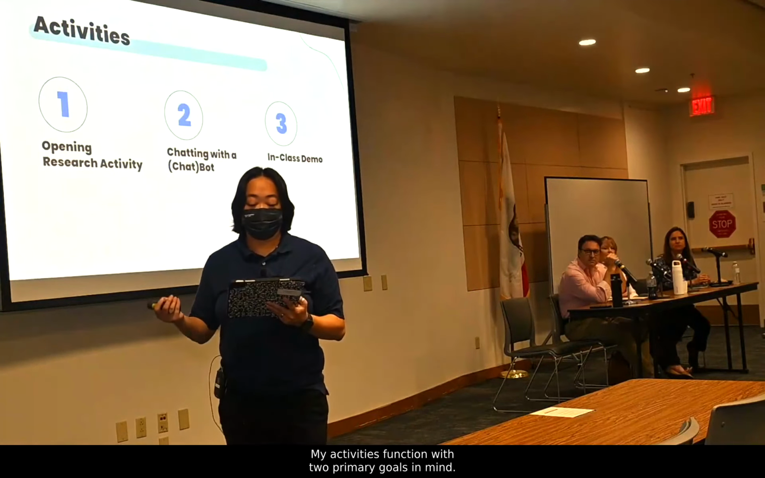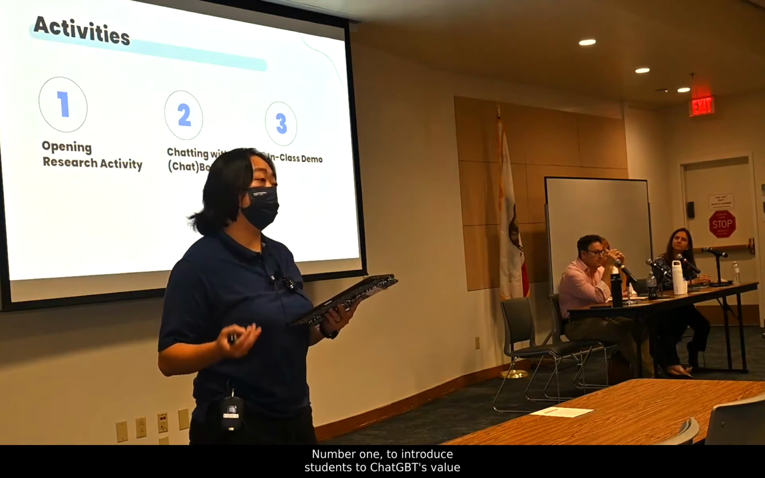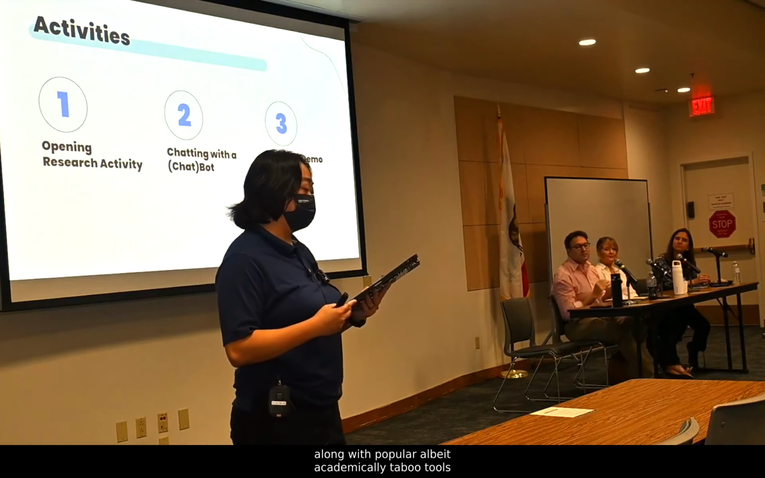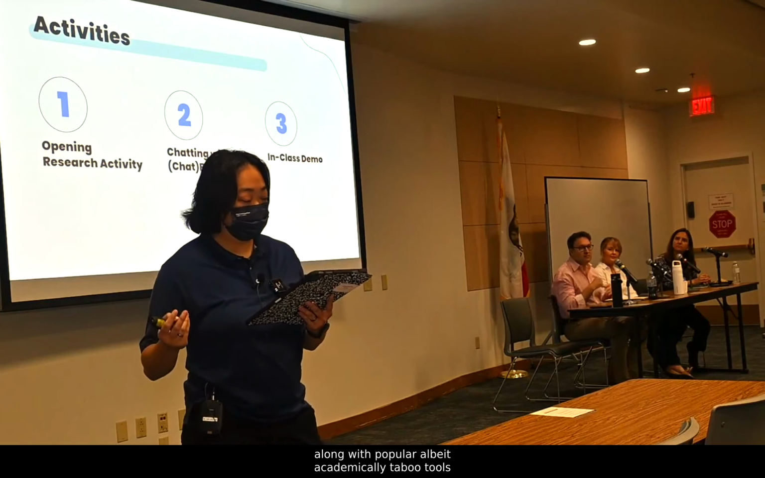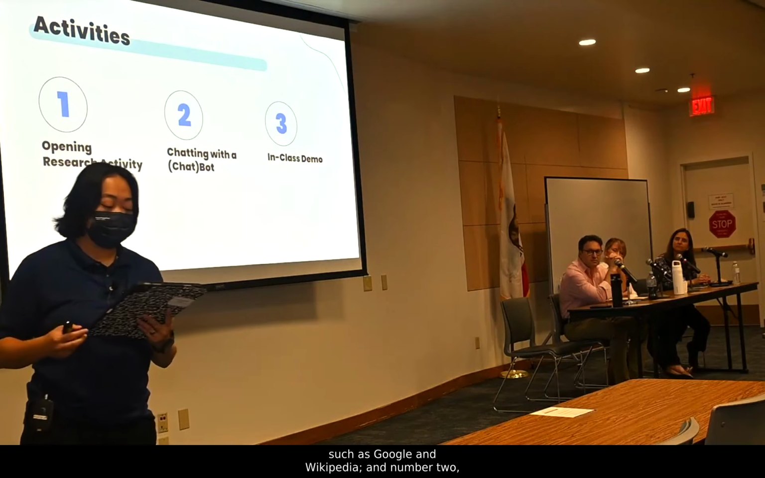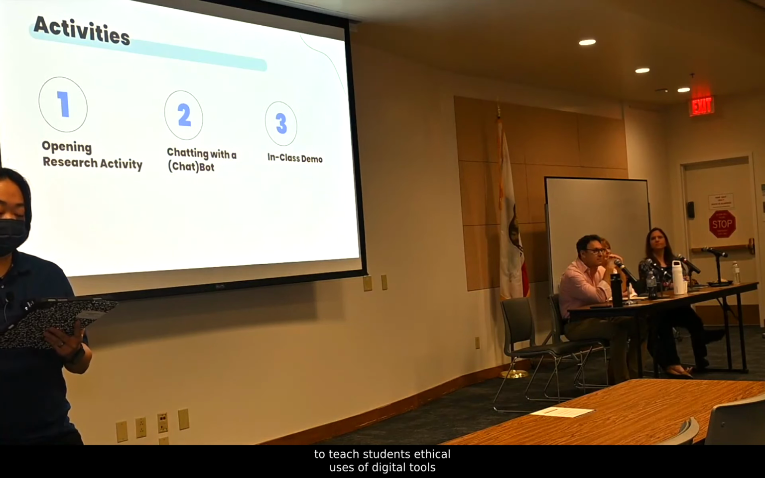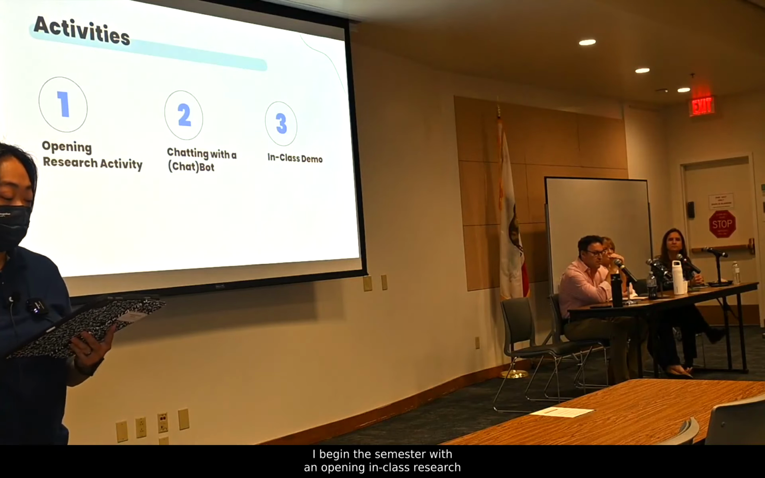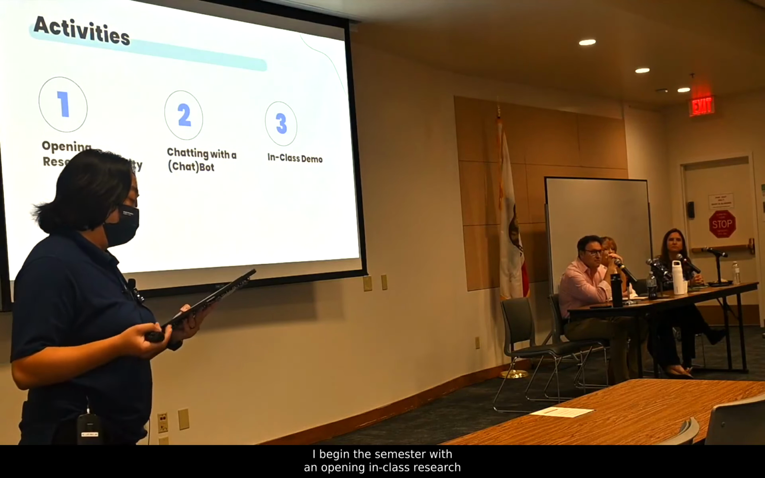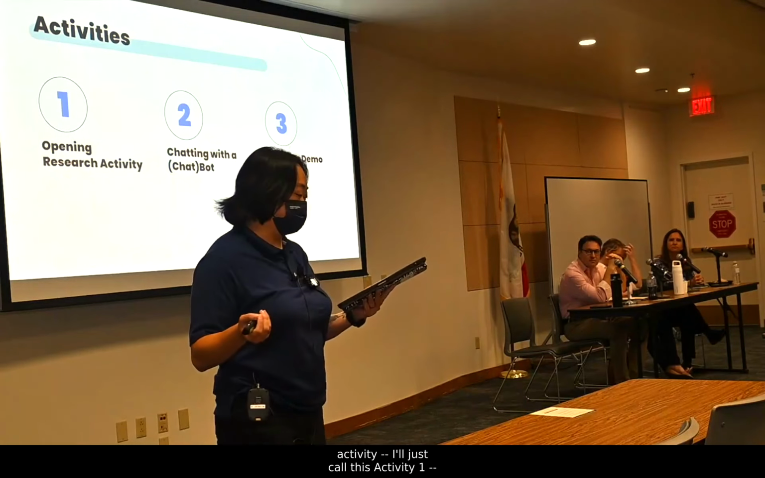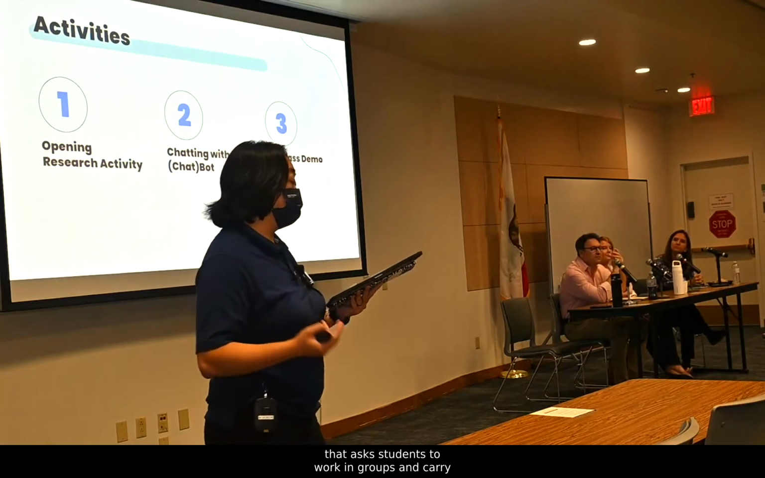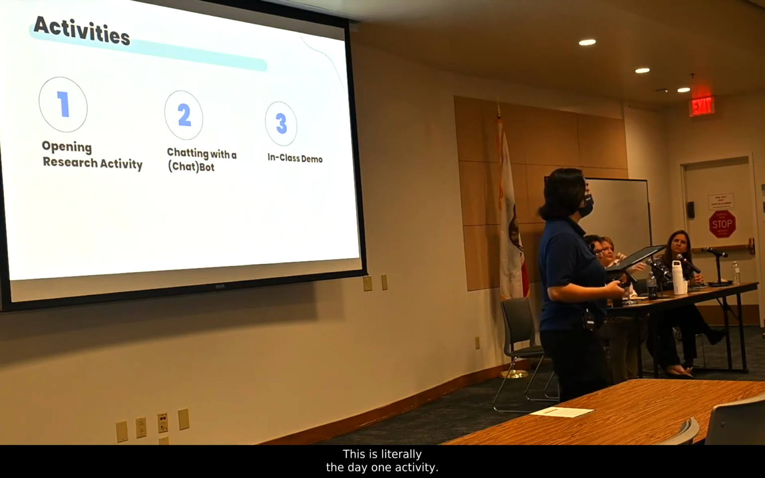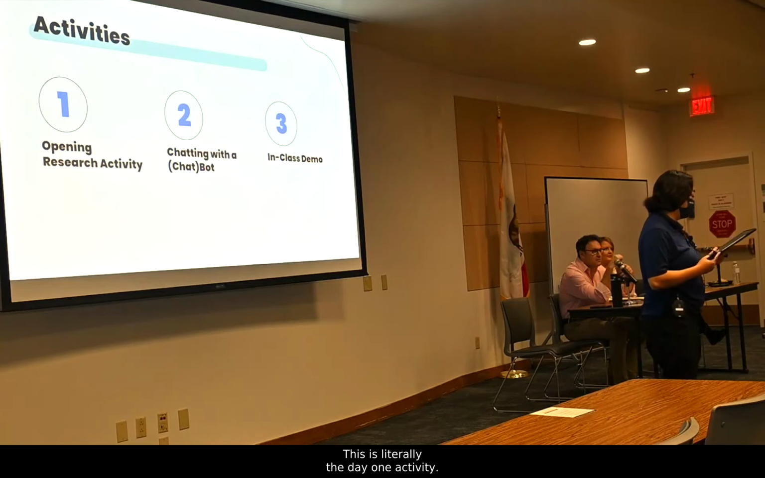My activities function with 2 primary goals in mind. Number 1, to introduce students to ChatGPT's value as a brainstorming partner, along with popular, albeit academically taboo tools such as Google and Wikipedia. And number 2, to teach students ethical uses of digital tools through the process of critique and comparison. I begin the semester with an opening in-class research activity, I'll just call this Activity 1, that asks students to work in groups and carry out their typical research process to find information about AI. This is literally the day 1 activity.